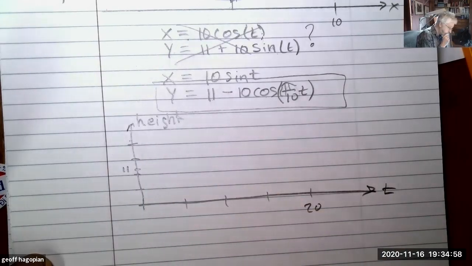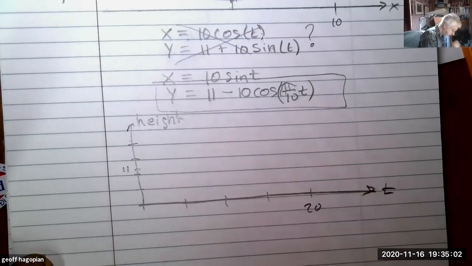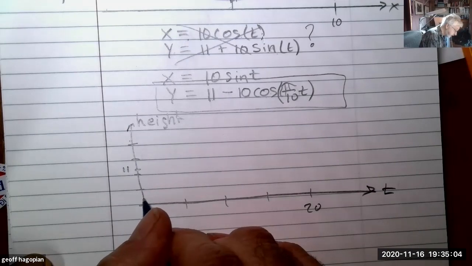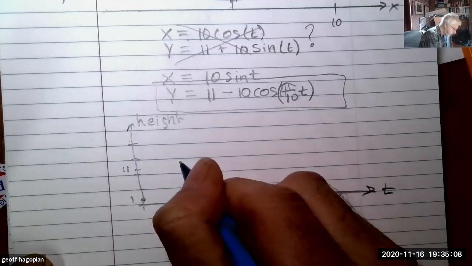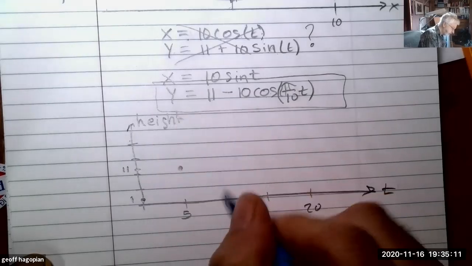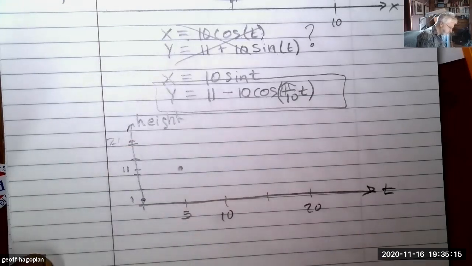And we're going to start at a trough, right? 11 minus 10 is 1. So we start 1 meter above the ground here. After 5 seconds, we're at equilibrium. After 10 seconds, we're at the maximum height, which is 21 meters.